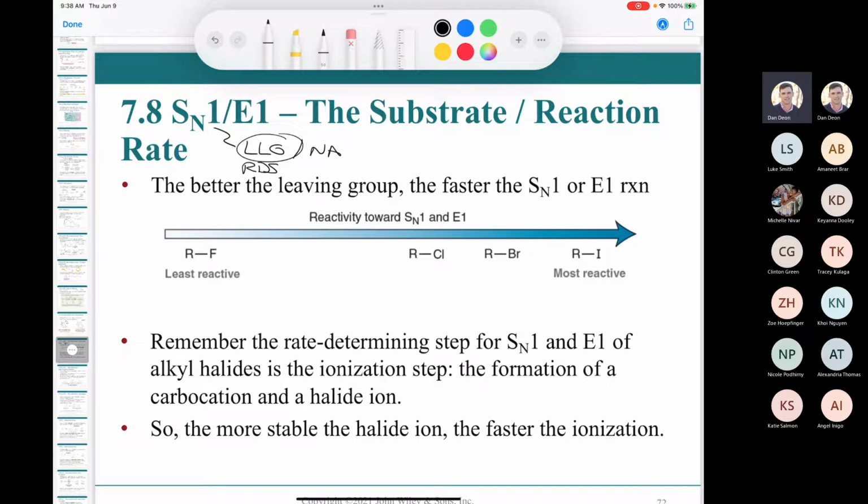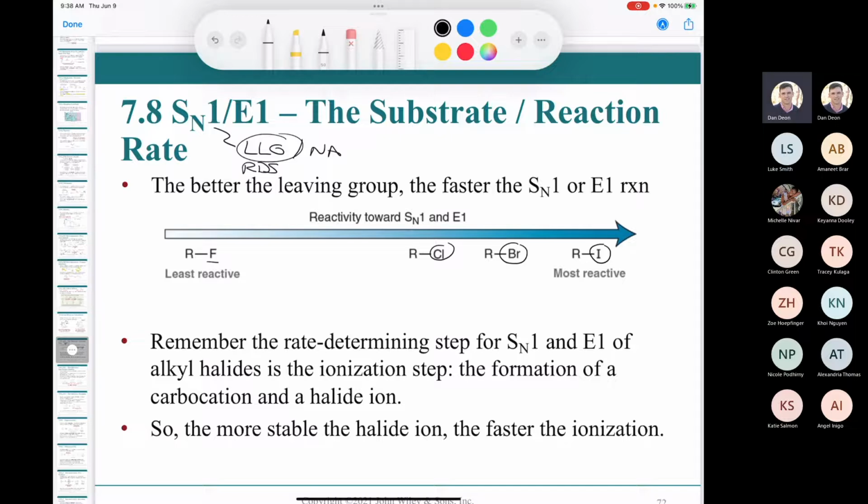What did we say about leaving groups? We said the weaker the base, the better the leaving group. Where do you get a weak base? From a strong acid. Therefore, the conjugate base of the strongest acid is going to make the best leaving group. And so iodide is the best leaving group. It's better than bromide and chloride. And fluoride is the conjugate base of an acid that isn't strong, and therefore fluoride is a poor leaving group.